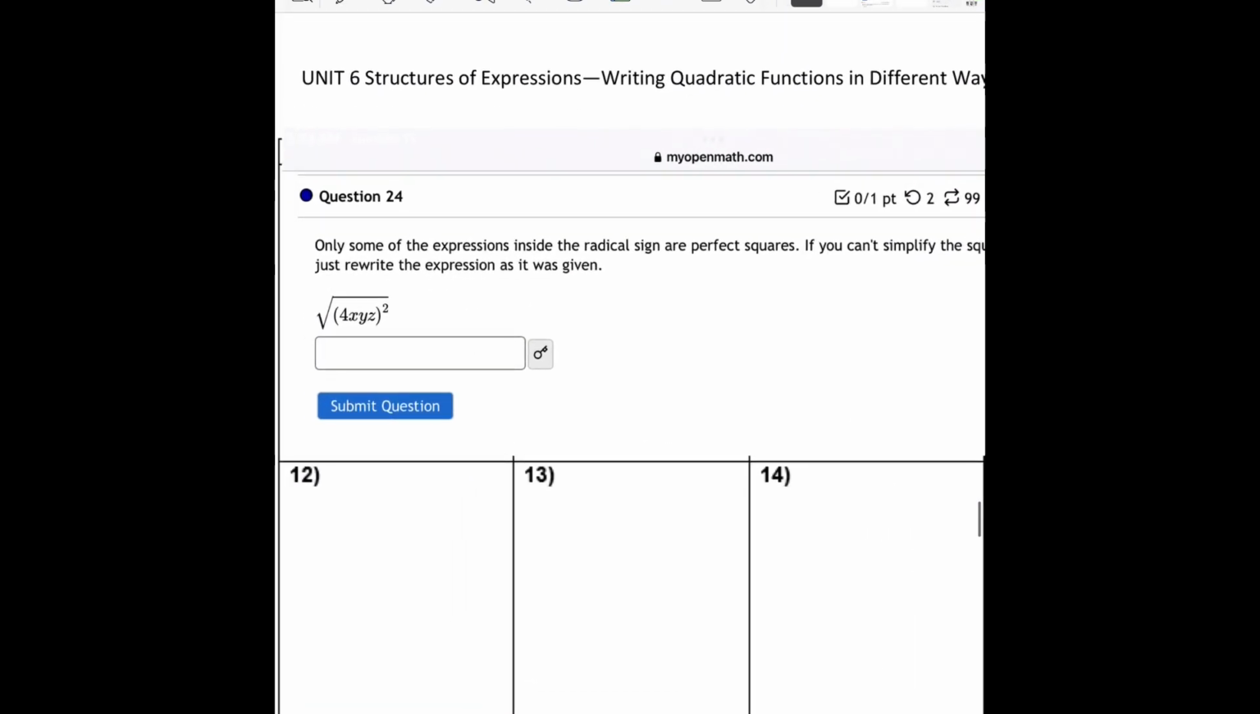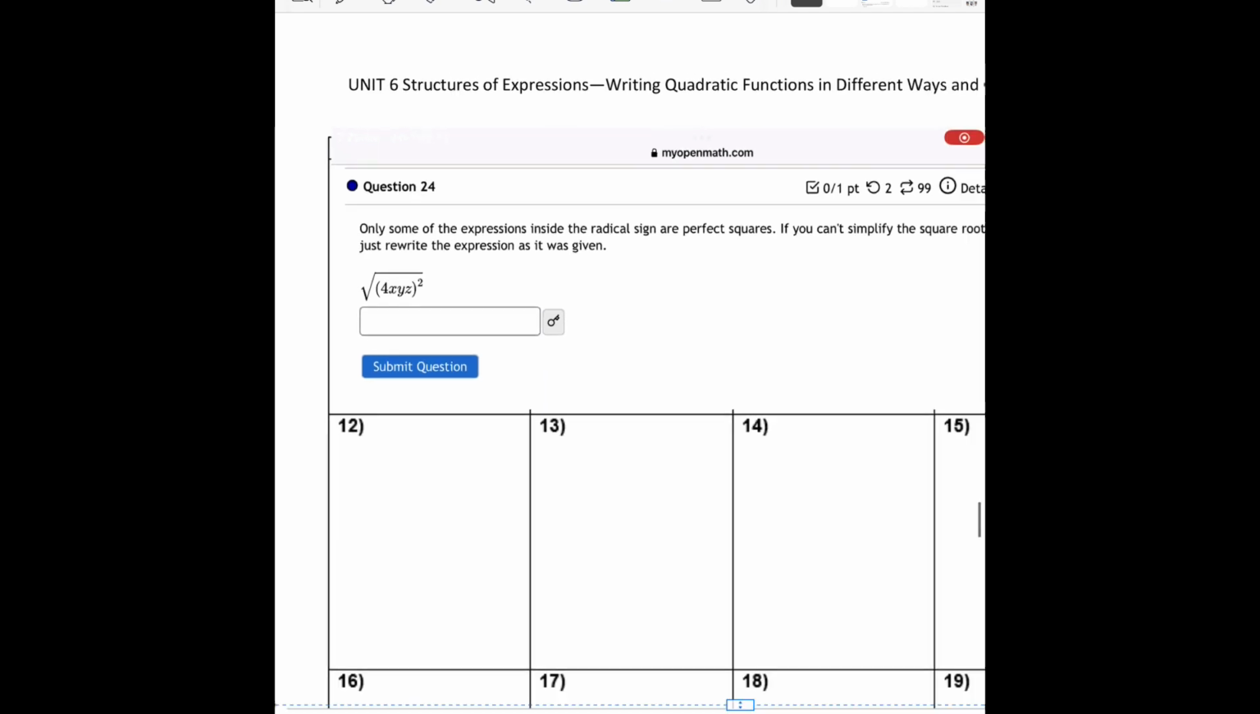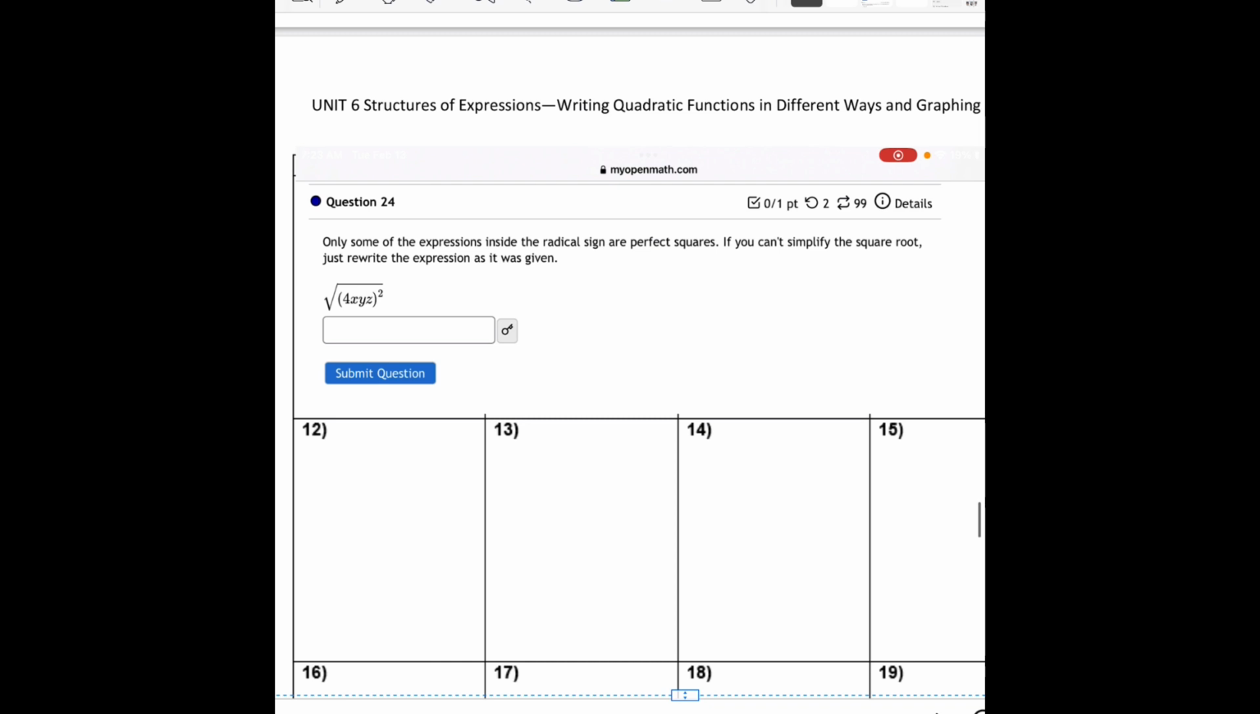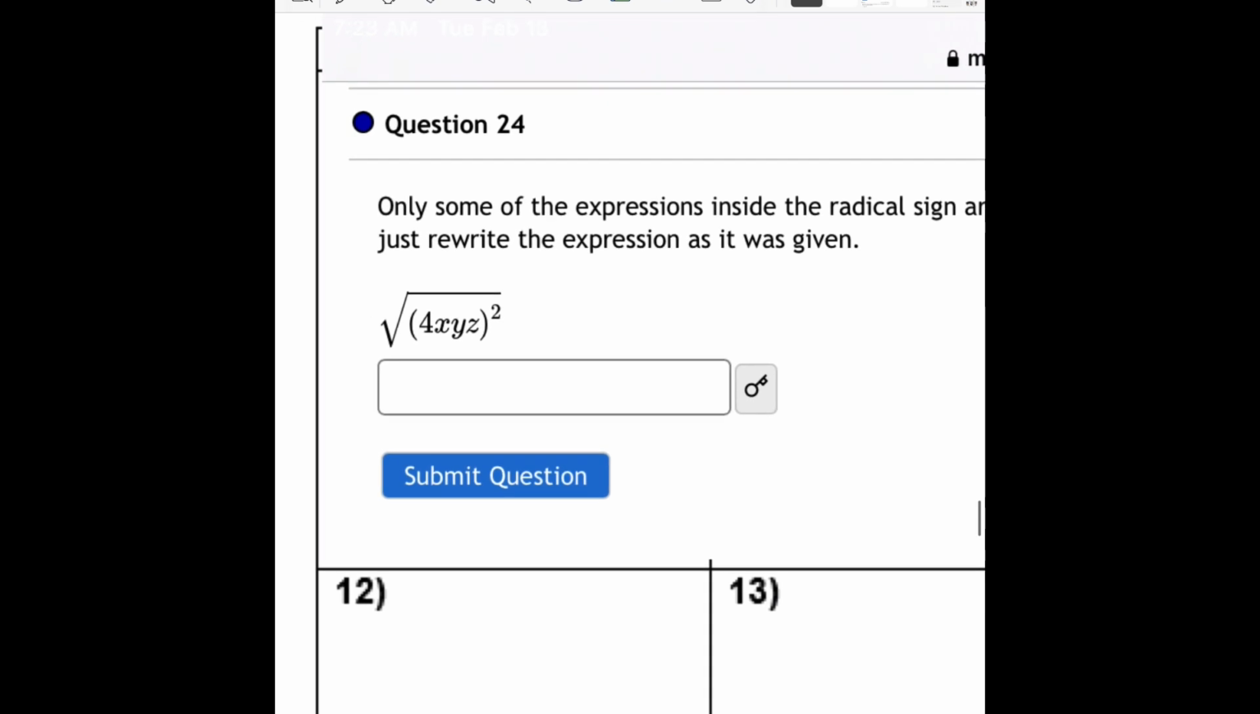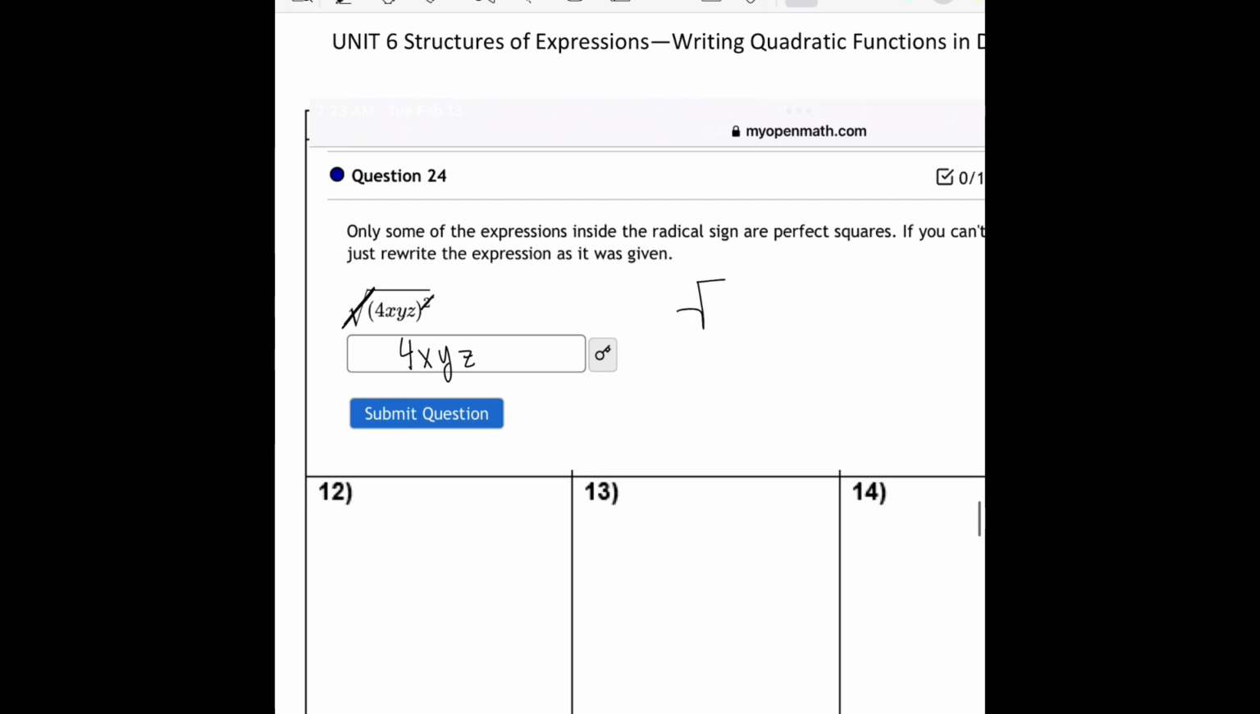So, sometimes you have radical signs. So there should always be either a way to simplify the square root or to factor what's inside of it. So I just need you guys to recognize here that squares and square roots are opposites of each other. So this is going to cancel with this. And all you're going to have left is 4xyz. That's it.